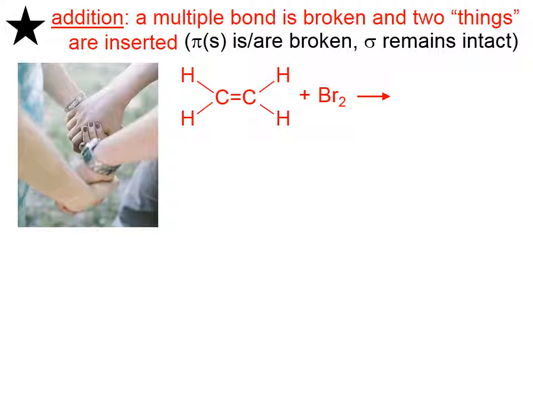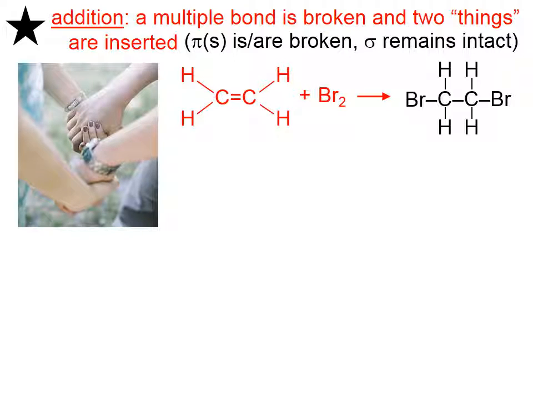Here's why when you break that double bond you will have to add two things. You can see the picture here. I've got two people holding hands. That's like the double bond. If they let go of one of those hands but keep the other one intact, hopefully you see then that each person now has a free hand to bond with something new. That's why whenever we have an addition reaction, two atoms are inserted.